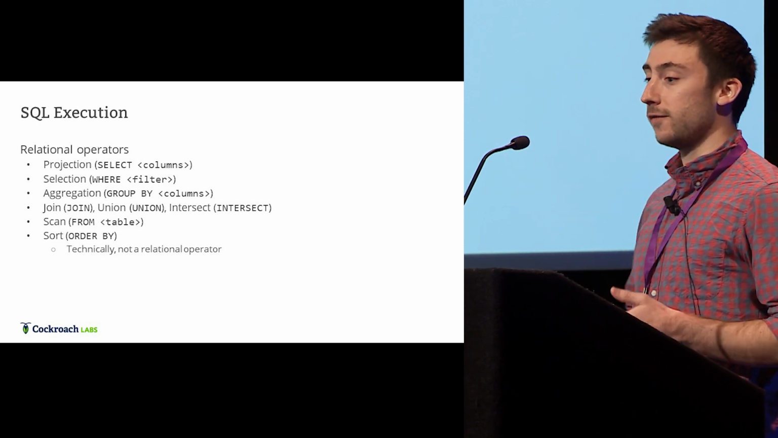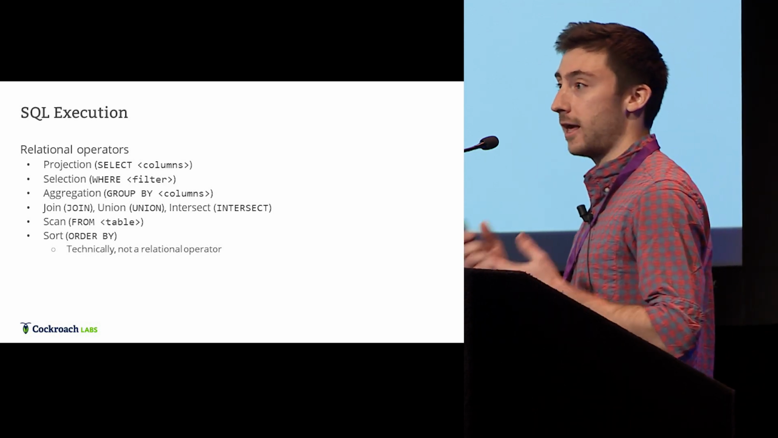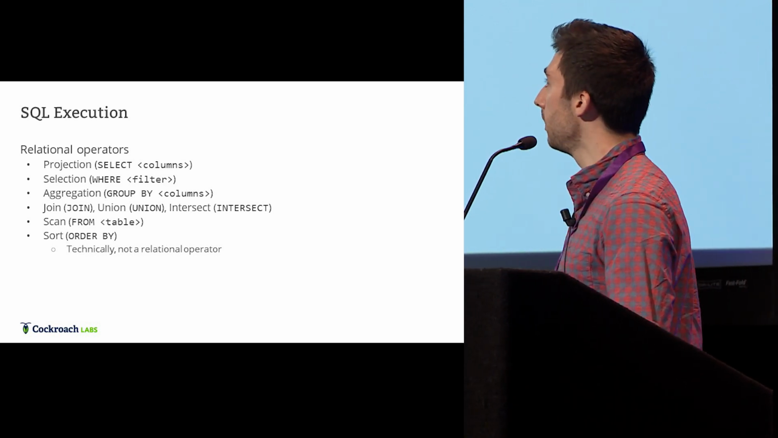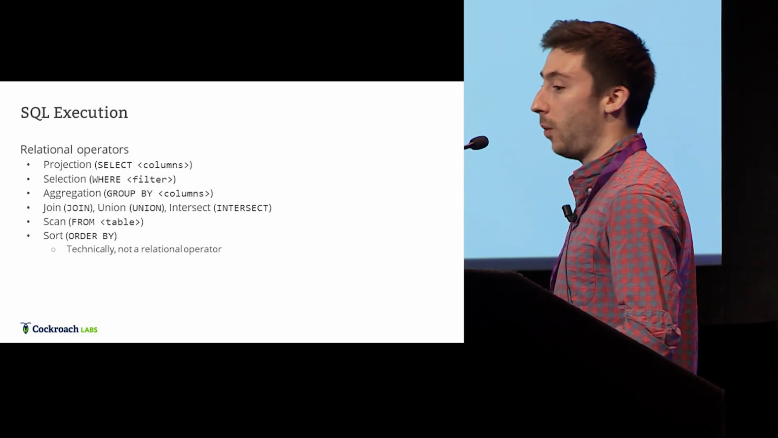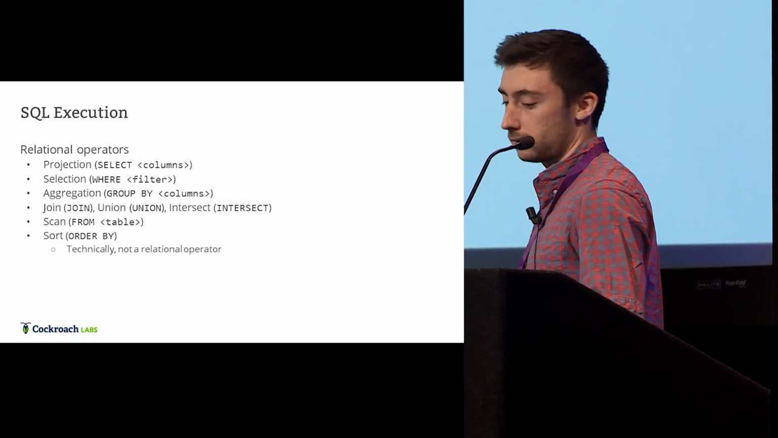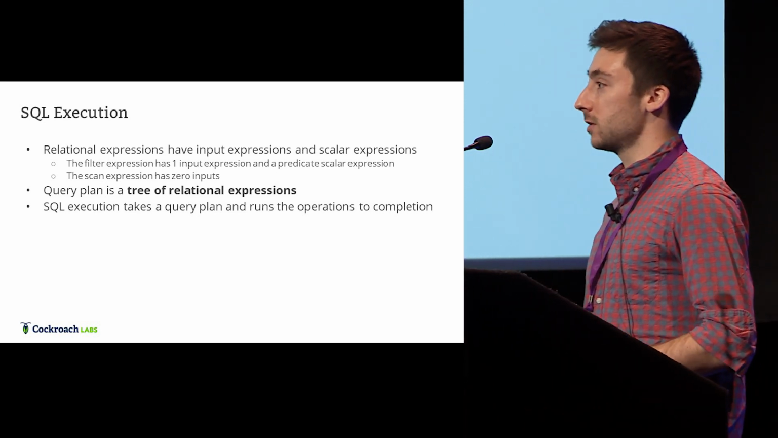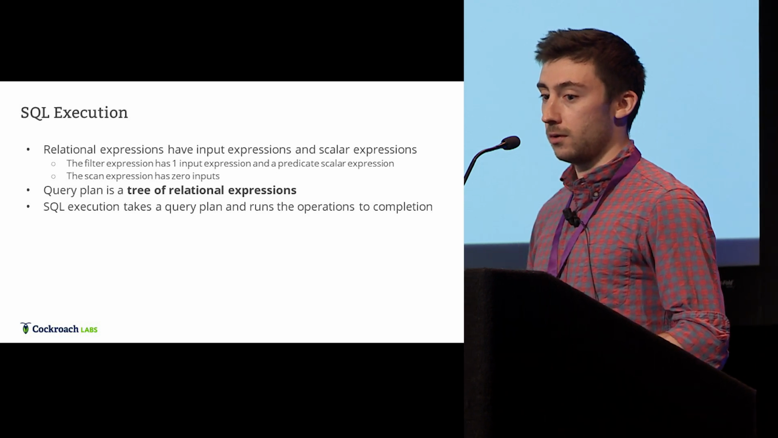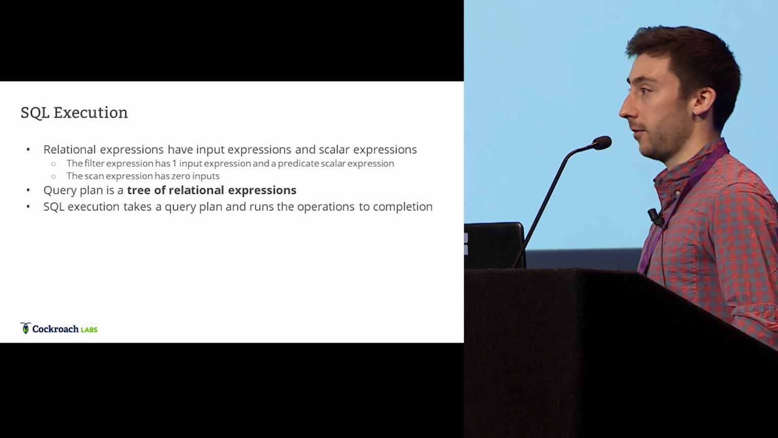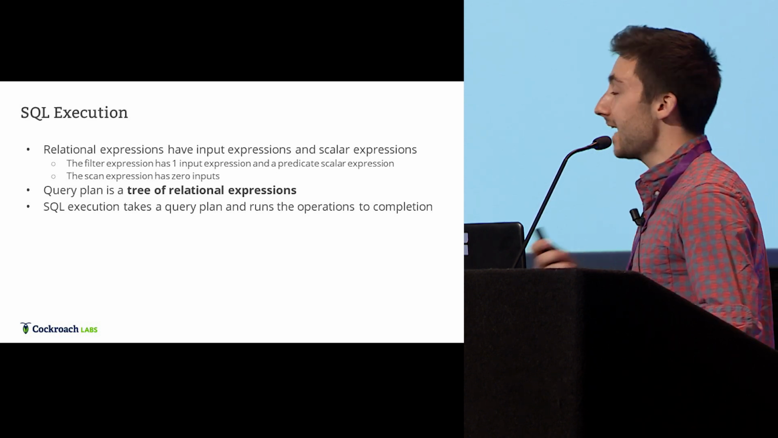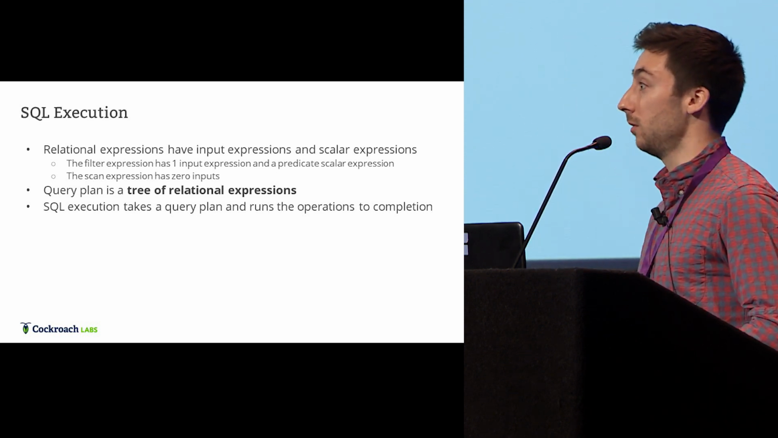So SQL has a relatively small number of basic relational operations. It has projection, selection, aggregation, and joining, and just a few more. These are expressed in SQL via constructs like select, where, group by, and join. These relational operators are part of relational expressions. And a query tree or a query plan for a SQL query is just a tree of these relational expressions pieced together. And executing a query plan just runs these operations to completion.